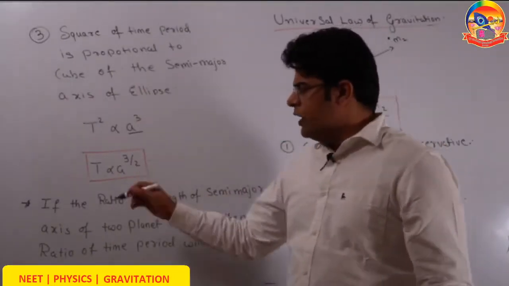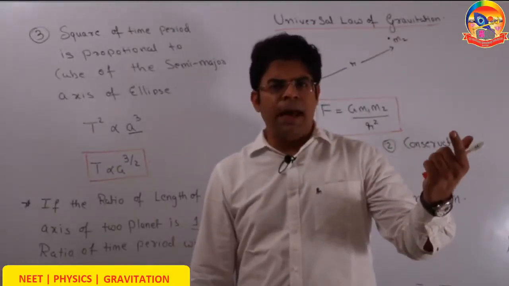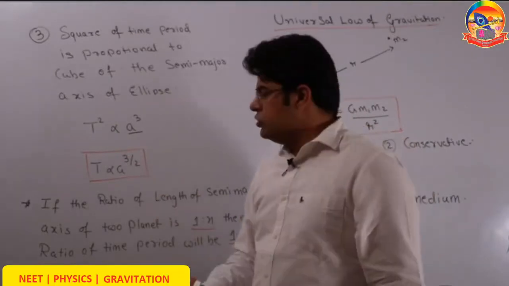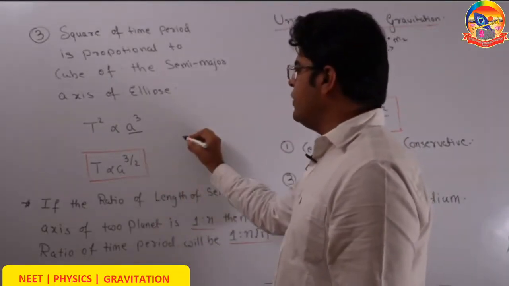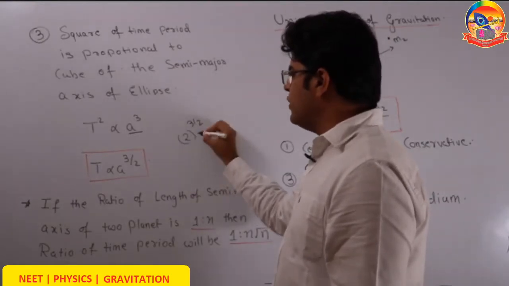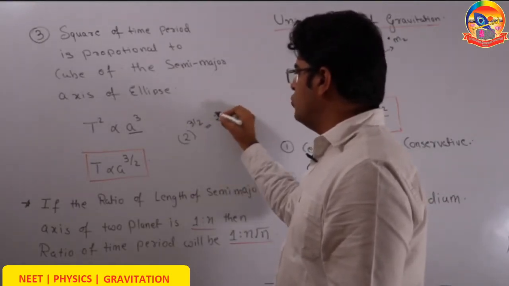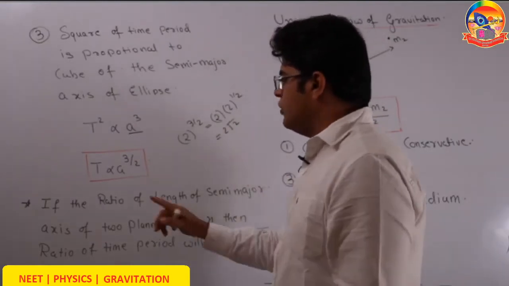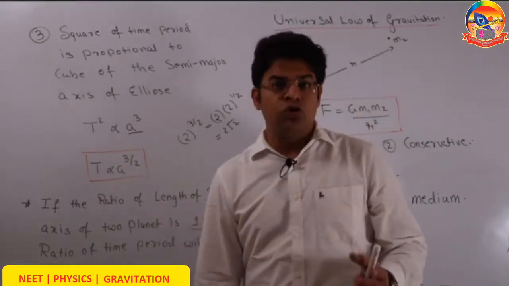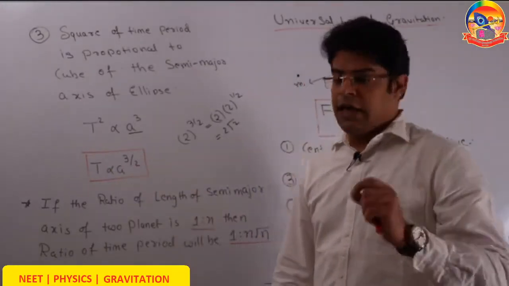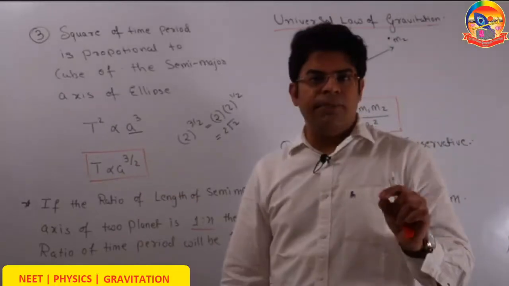Now see, if a becomes double, what will happen to the time period? So T is proportional to a raised to the power of 3 by 2. So if a becomes double, the time period becomes 2 raised to the power of 3 by 2 times. You can think of 2 raised to the power of 3 by 2 as 2 into 2 raised to the power of half. That becomes 2 root 2. So if a becomes double, the time period becomes 2 root 2 times. If a becomes triple, the time period becomes 3 root 3 times. If a becomes 10 times, the time period becomes 10 root 10 times.